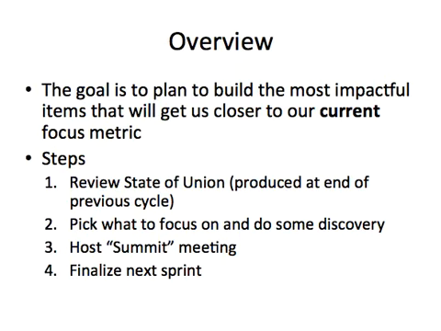So the steps in the planning stage, there are 4 steps. First of all, you review the state of the union. This is a report that was produced at the end of your previous cycle. You're then going to pick what to focus on, and you're going to do some discovery and some research around that. That will lead you to hosting a summit meeting, and then last of all, finalize the next steps and what you're going to do in your next sprint. So I'm not going to go into reviewing your state of the union because I'm going to leave that to the final stage of the continuous improvement training. I'm going to go straight into the focus and discovery section, step 2 of planning.